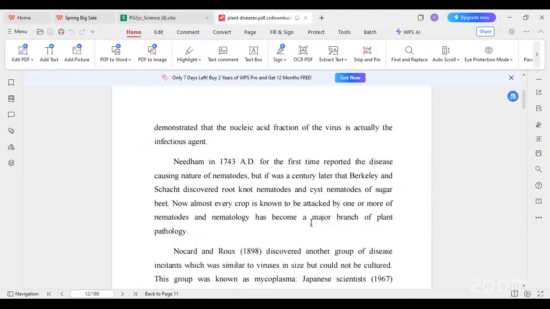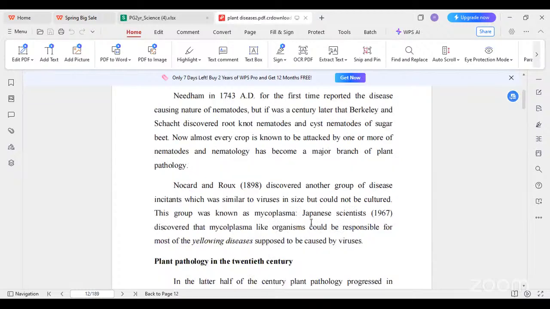Needham in 1743 for the first time reported the disease-causing nature of nematodes. But it was a century later that Berkeley and Schacht discovered root knot nematodes and cyst nematodes of sugar beet. Now almost every crop is known to be attacked by one or more nematodes, and nematology has become a major branch of plant pathology.